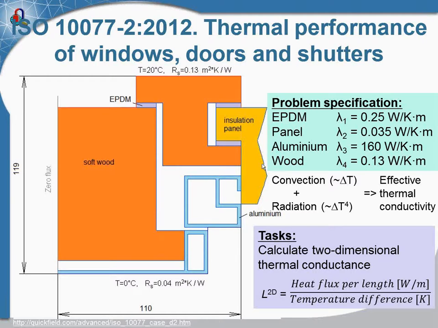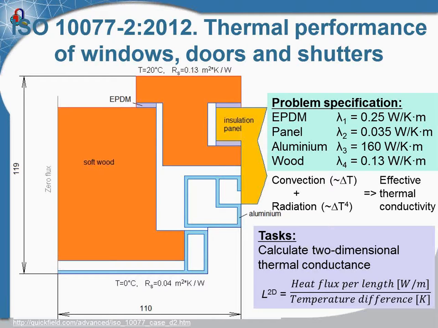Orange blocks are made of wood. This is the insulation panel, the calibration insulation panel. And this is the insulation, the resin. Temperature at the outside is 0 degrees Celsius and the temperature at the inside is 20 degrees Celsius. Our task is to calculate the heat flux and the two-dimensional thermal conductance.